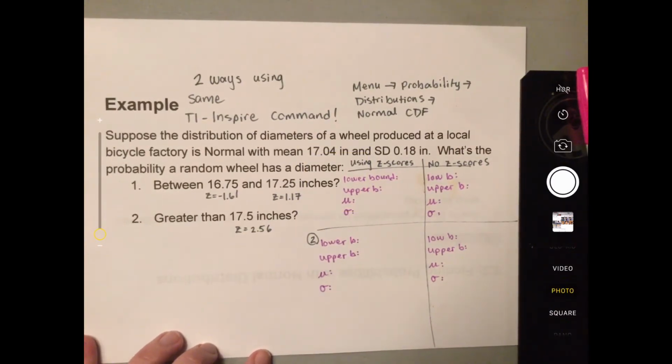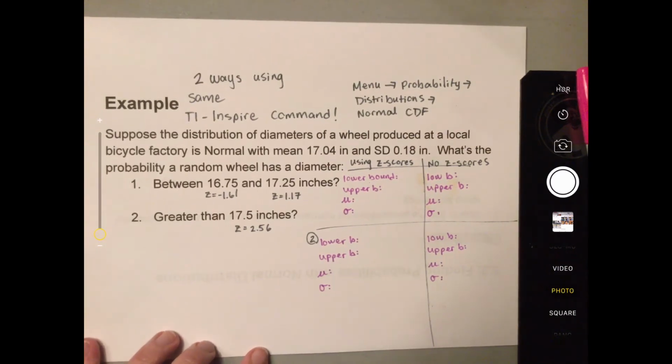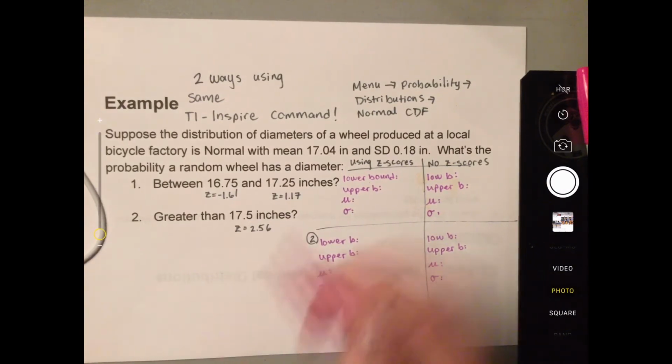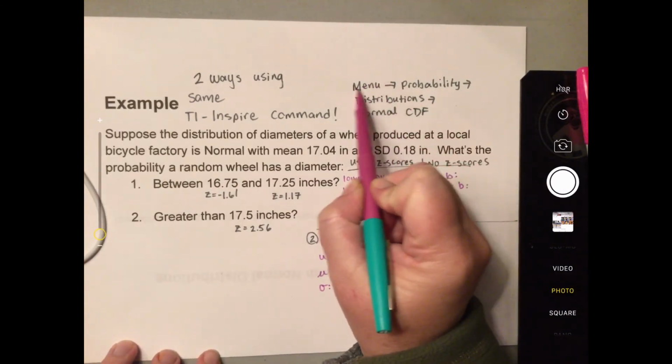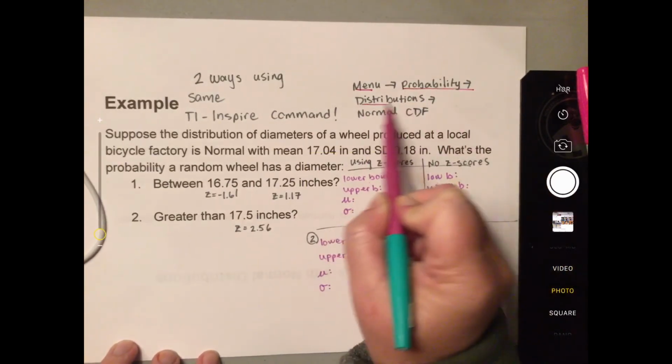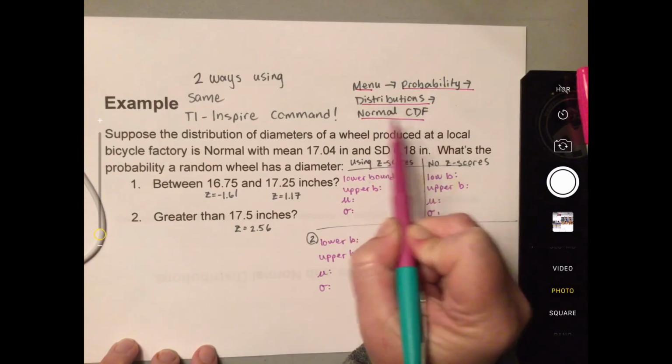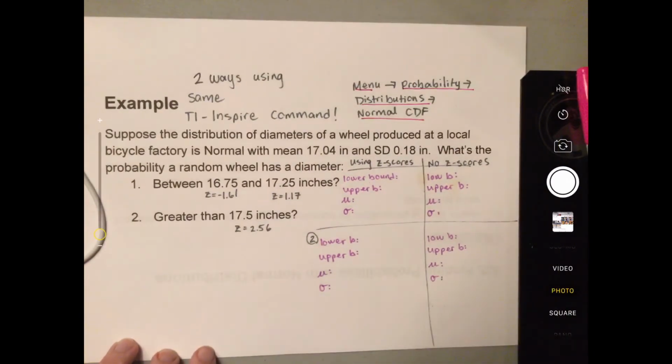I want to let you know you can do these problems without a z-score chart. You can do them with your TI Nspire. You can actually do them two different ways, but you're going to use that same command that you did in 5.1, where you go to Menu, Probability, Distributions, Normal CDF, because we are in a standard normal curve when we convert these random variables to z-scores.